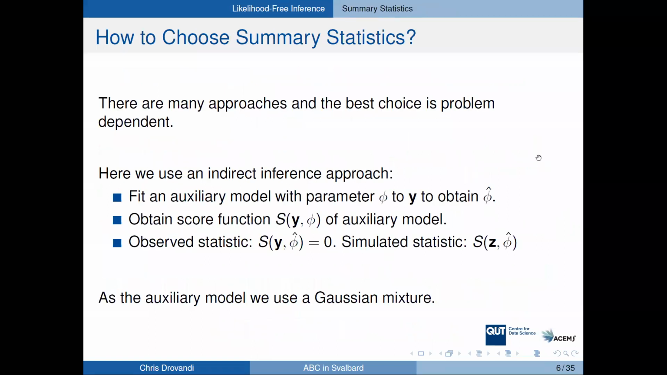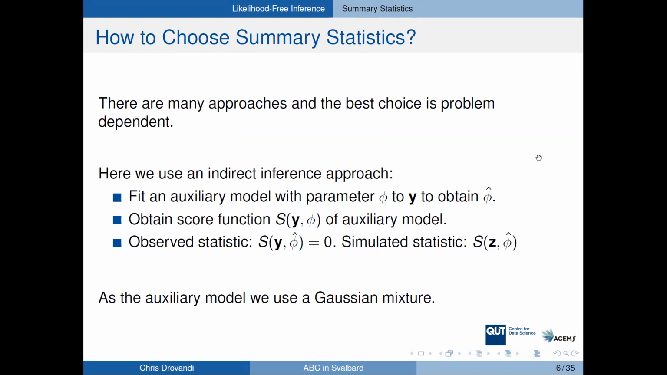Okay, so I guess the big question in likelihood-free methods is how do you actually choose your summary statistics? There are many different approaches in the literature for coming up with summary statistics. A good place to start might be Dennis Prangle's chapter in the ABC handbook. But there are many different approaches, and from my experience, it seems that the best summary statistics are usually going to be problem dependent.